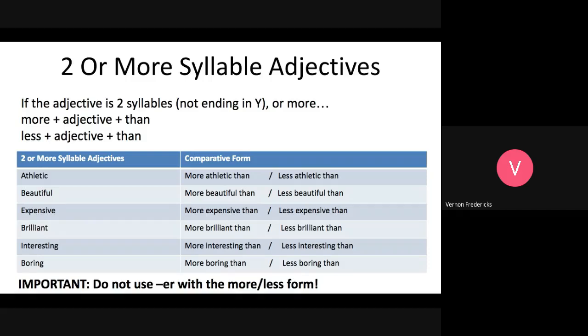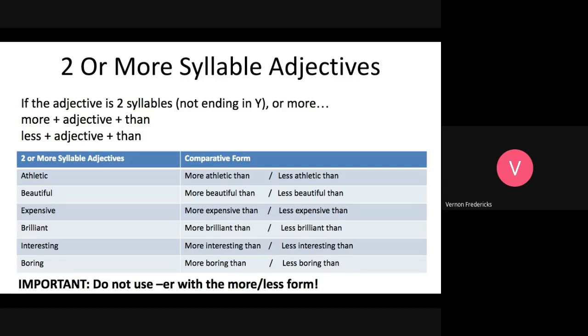Next adjective is brilliant. How many syllables are in that adjective? Brilliant. I hear about three. More brilliant is the comparative form, or I can say less brilliant than. My father is more brilliant than my brother. My brother is less brilliant than my father.